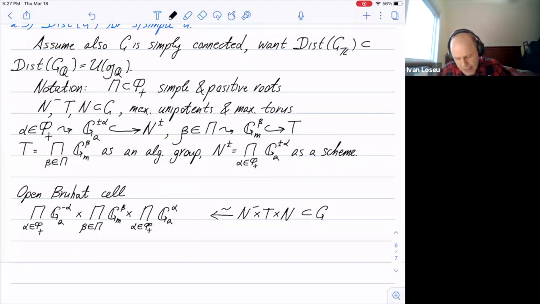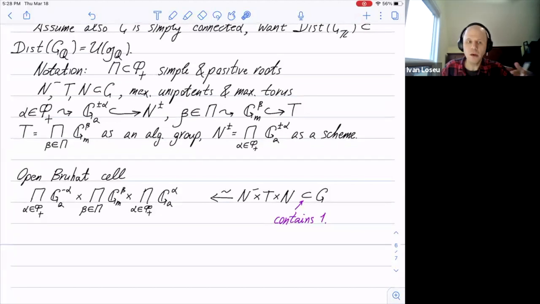And the important thing is that this open subvariety actually contains one. Okay. So distributions which only know about the point one are going to be fully controlled by what happens here. So as a space, distributions only depend on the variety structure. And in the neighborhood of the point one, my variety looks like this product, where all factors are subgroups. Okay, questions?